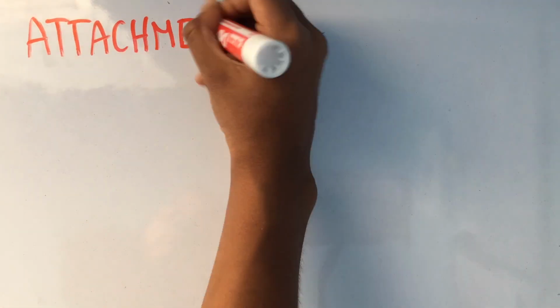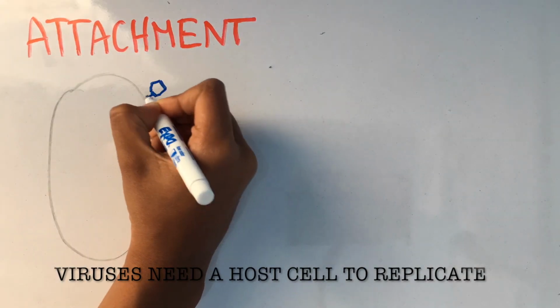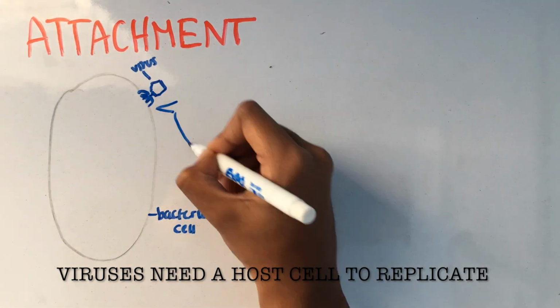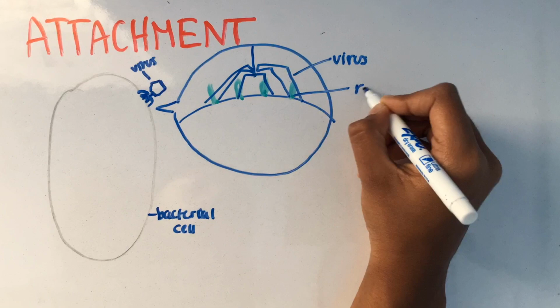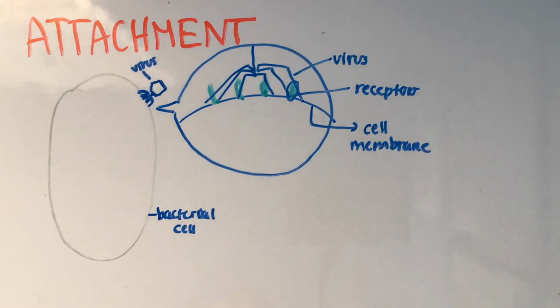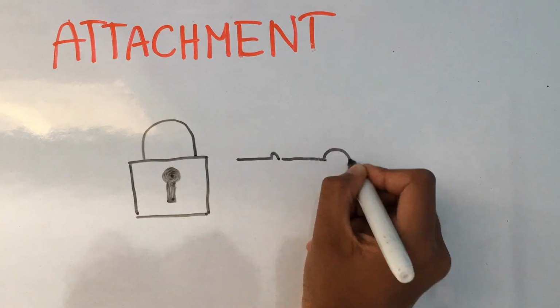First step is attachment, when the virus attaches to a specific site on the cell membrane of the bacteria or host cell. This site on the host cell has receptors that the virus attaches to. A virus can only attach to a specific host. Think of a lock and key model.